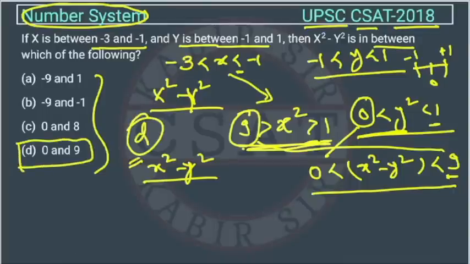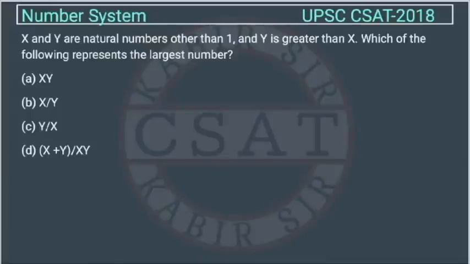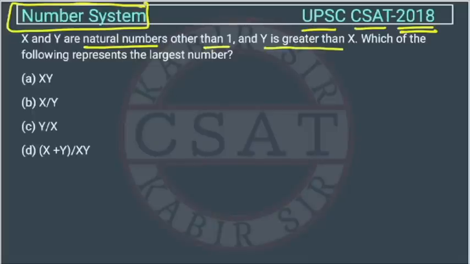Okay. So this is a question from number system chapter asked by UPSC in CSAT paper of 2018. X and y are natural numbers other than 1. Y is greater than x. Which of the following represent the largest number? तो इनमें से लार्जेस्ट नंबर कौन सा हो, राइट?